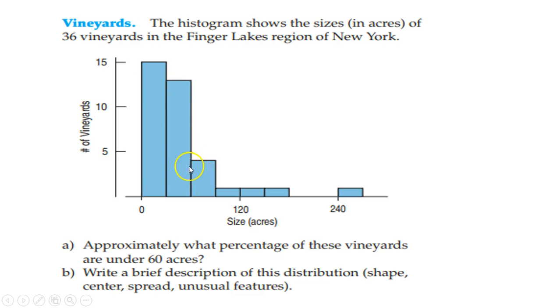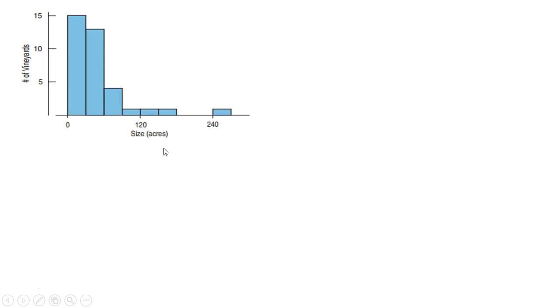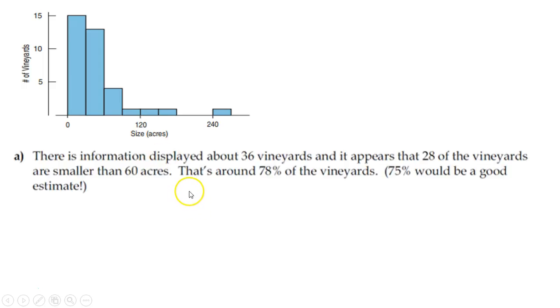I'm trying to find roughly the percentage of them under 60. So trying to scan it down, the information is displayed about 36 of these, right? If we're trying to cut it into 36, it appears that 28 of them are smaller than 60 acres, right? Because right here, if I'm going across, 1, 2, 3, 4, if I split it into 4s, that looks like it's 30, 60. So if that's about 60, it's looking like it's in that 28 range of the vineyards, or less than that.